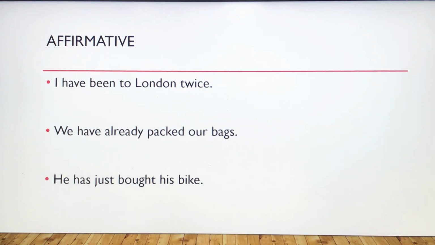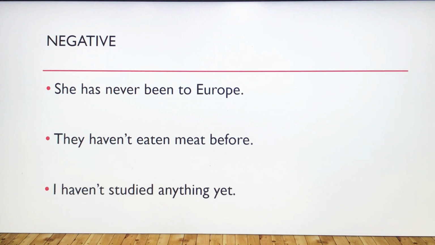Now, let's move to the affirmative sentence. The affirmative means the positive sentence. It's positive, right? There's no negative in it. It's not a question. It's an affirmative sentence. As you can see in the examples here, we have: I have been to London twice. We have already packed our bags. He has just bought his bike. So as you can see, all of them are positive sentences.